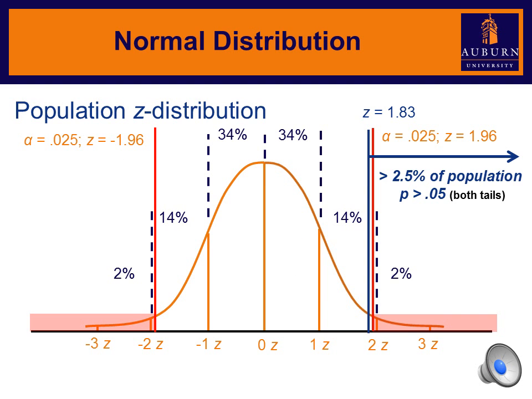If we show that visually with our normal distribution, you'll see our cutoff points with the red vertical bars at a z of 1.96 and a z of negative 1.96. You'll see our test statistic, the z-statistic that we calculated, to be 1.83. And you'll see that that z-statistic falls just short of the critical value in the positive direction.